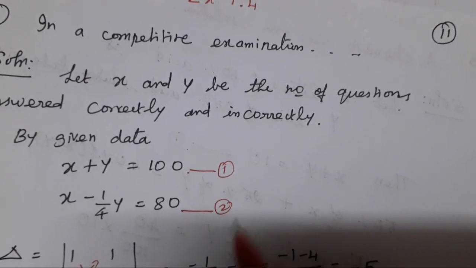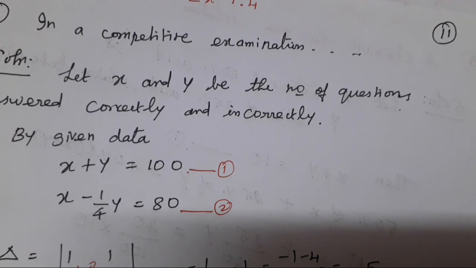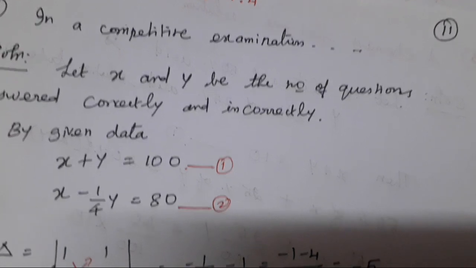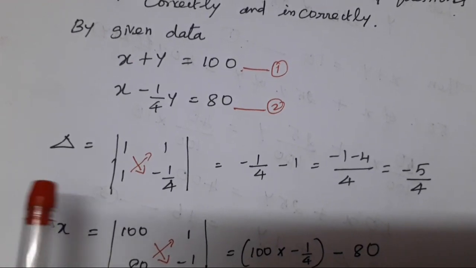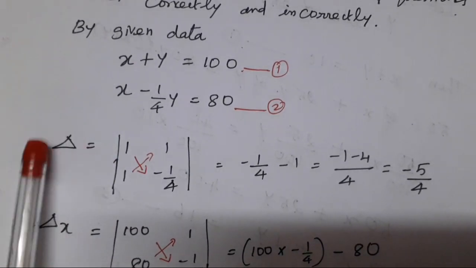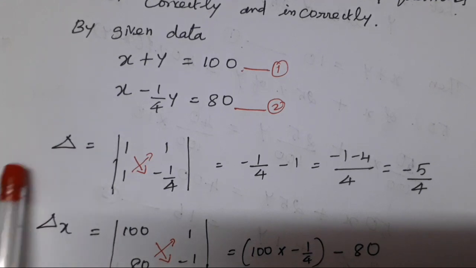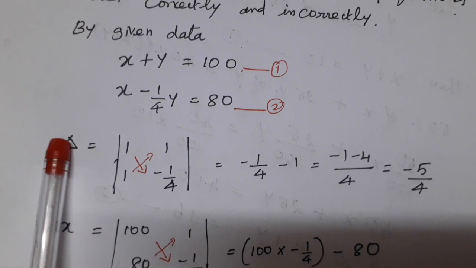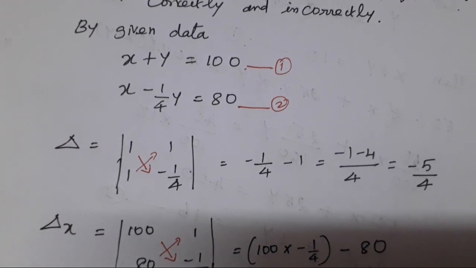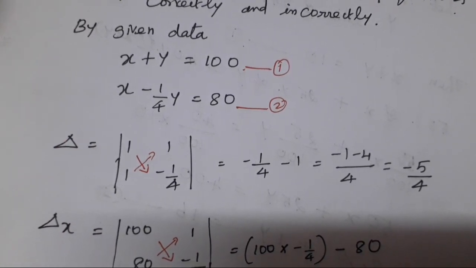Using the two linear equations, now we are going to solve using Cramer's rule. First we find delta. Already in the last class I taught about Cramer's rule. First we find delta using the linear equations. Delta is nothing but the determinant of the coefficients of x and y.